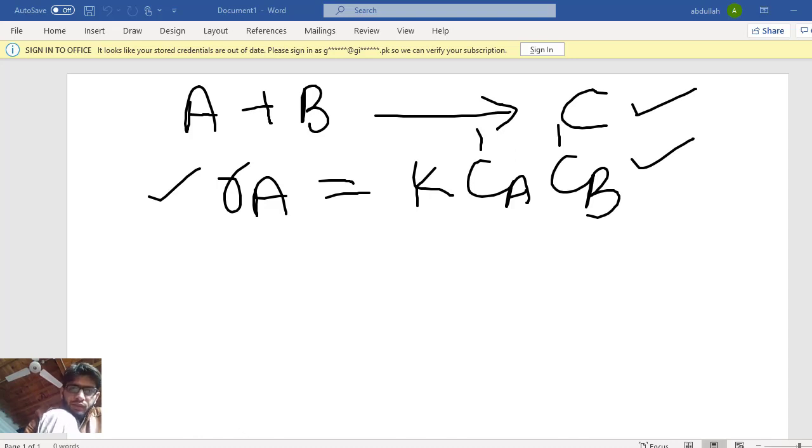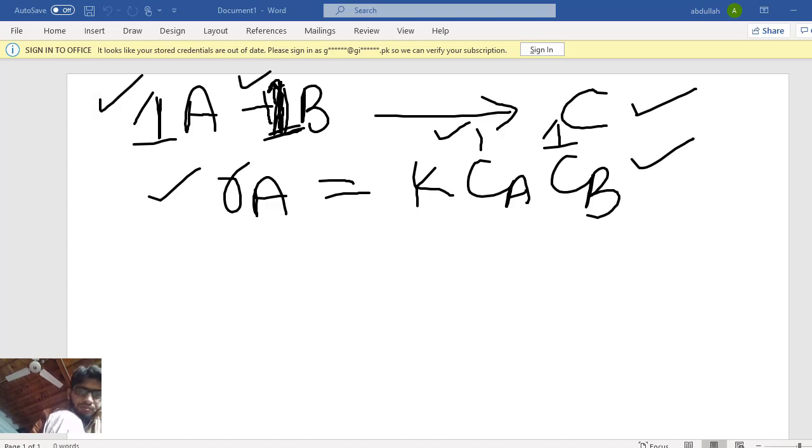The order of reaction with respect to A is 1, which is the stoichiometric coefficient, which is here 1. Now the order of reaction with respect to component B is also first order, which is here 1. So the order of reaction for an elementary reaction is nothing but the stoichiometric coefficient.